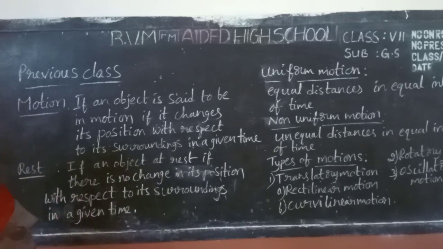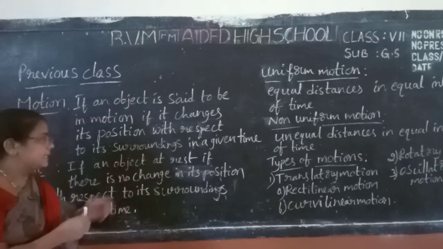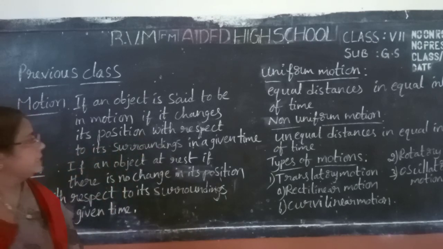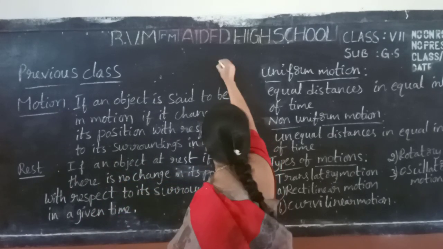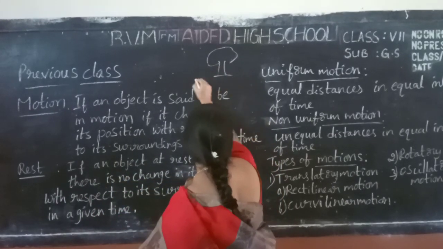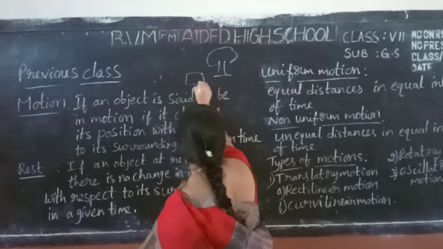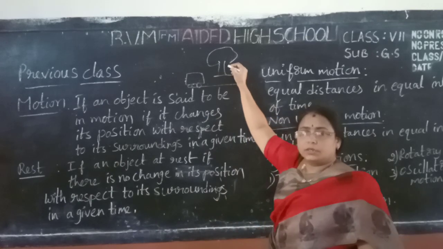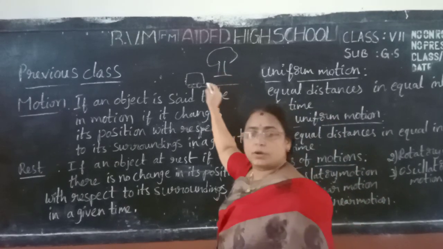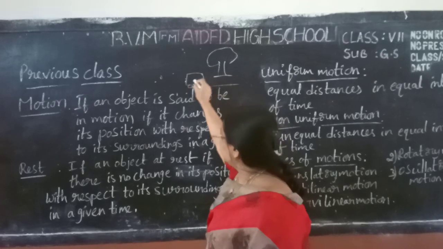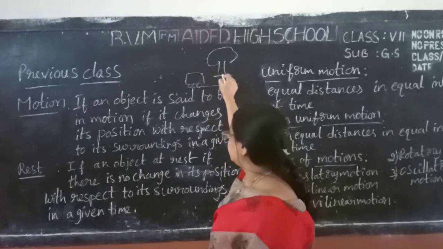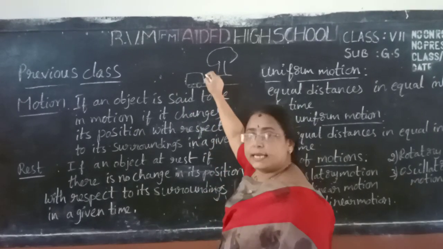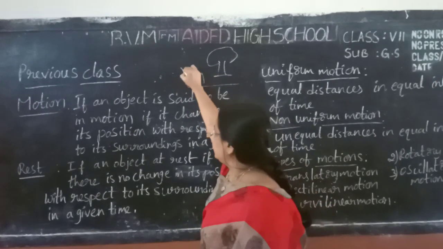An object is said to be in motion if it changes its position with respect to its surroundings. You learned the example also. Here is a bus, here is a train. Which one is in motion? The car. The car is in motion with respect to its surroundings. It changes its position with respect to its surroundings in a given time. So the car is in motion.